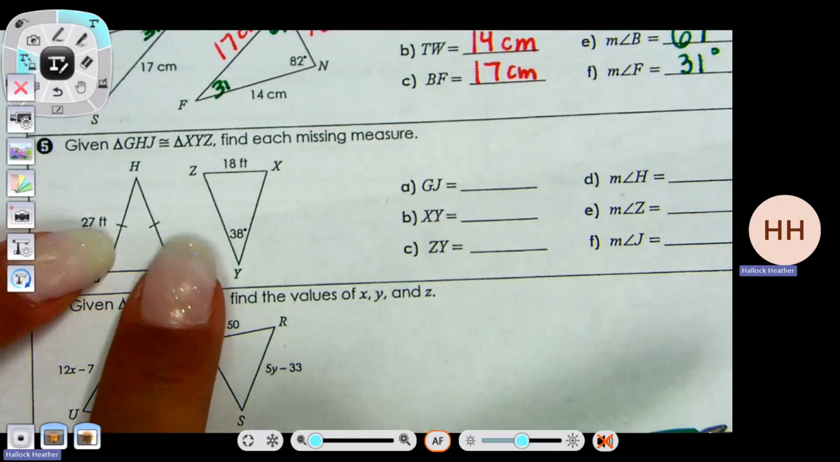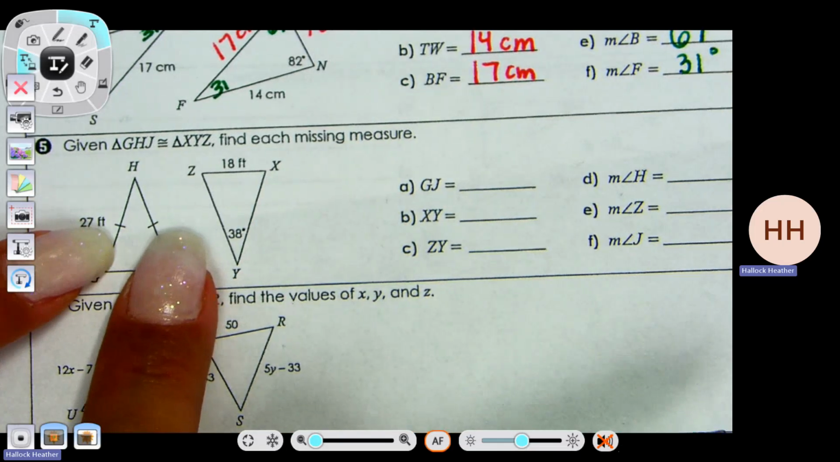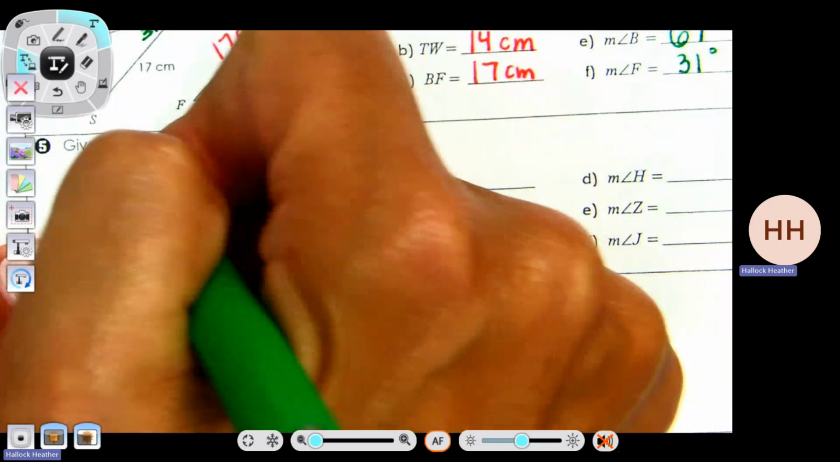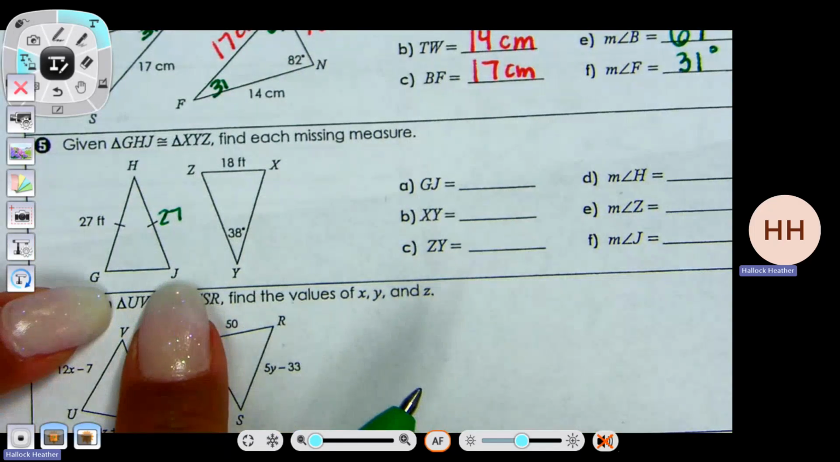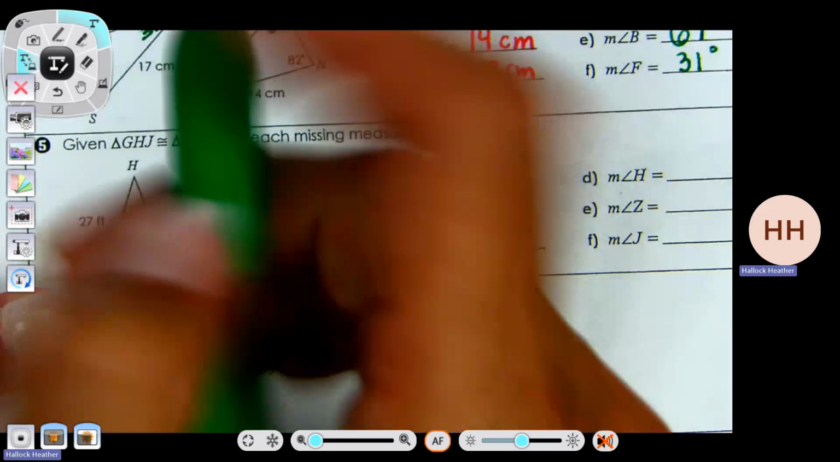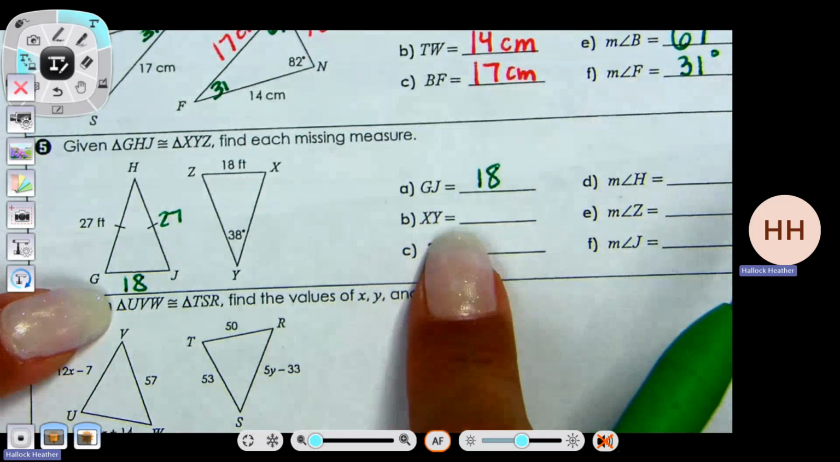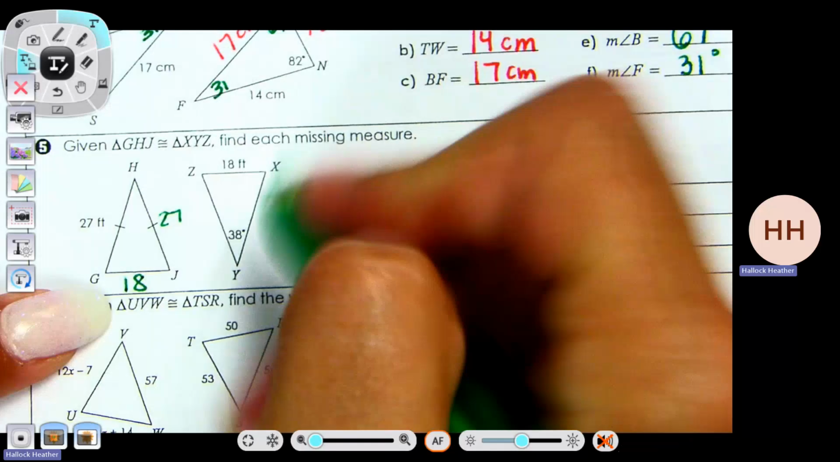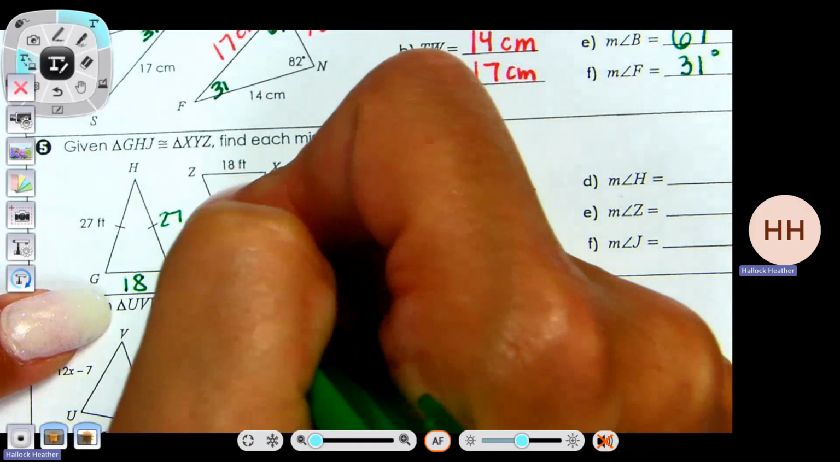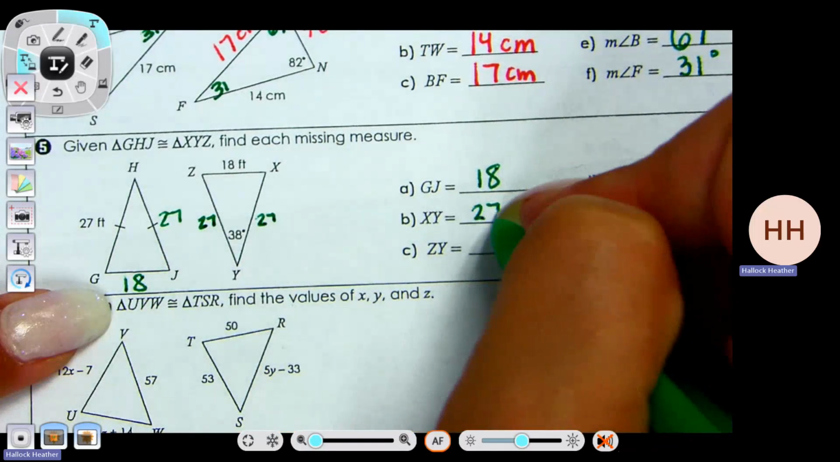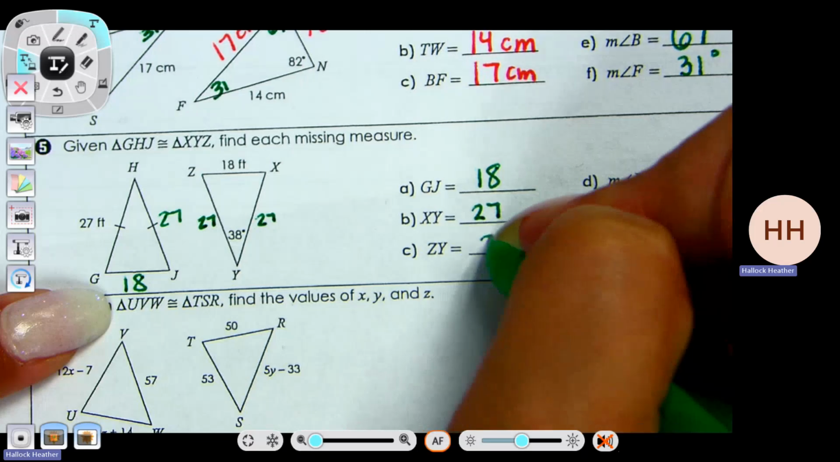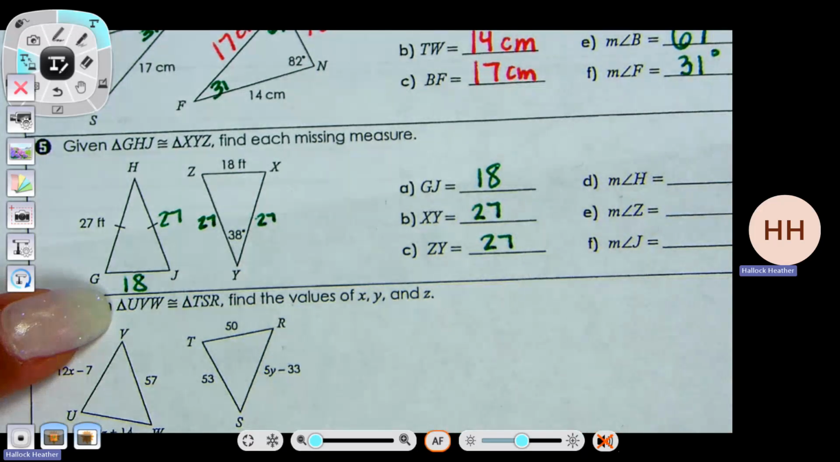GJ. So these little tick marks, remember, that means that they're the same. So if that's 27, this is also 27. How much is GJ? 18. Okay, so GJ's 18. X to Y is going to be how much? 27, because those sides are going to be the same because they're isosceles. So 27, how much is ZY? 27.